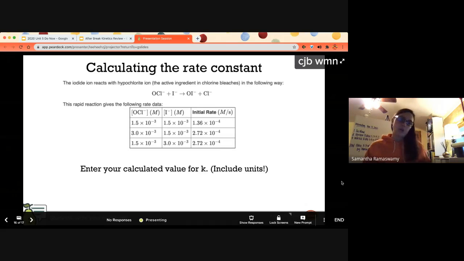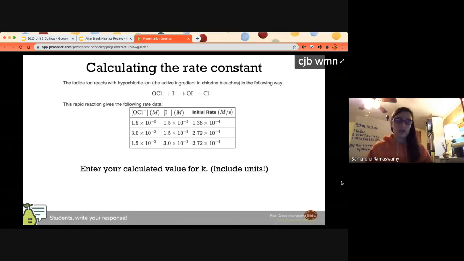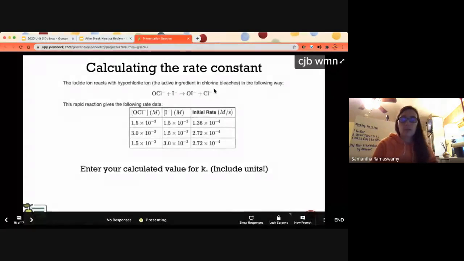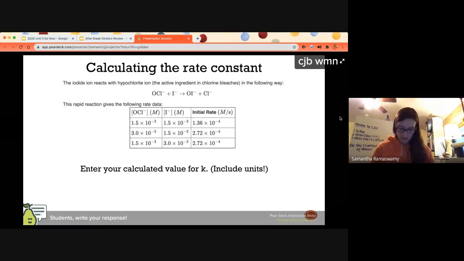So let's go back to number 17 of mastering. Remember that your rate law was rate equals k times the concentration of OCl minus times the concentration of I minus. I want you to calculate k and include units. Let me get my calculator for this as well. You can pick any of the trials: trial 1, trial 2, trial 3. The one you pick is up to you. You're going to get about the same answer every time.